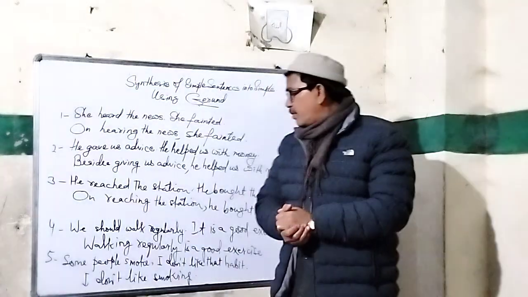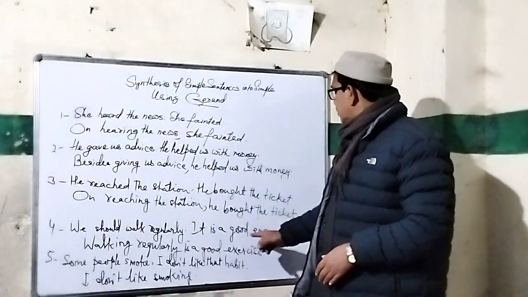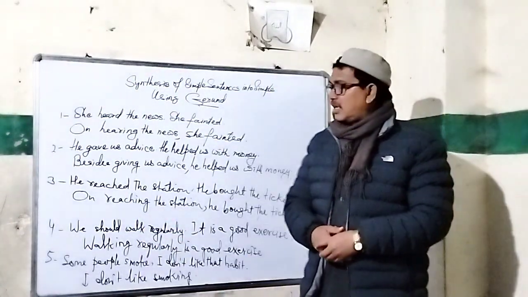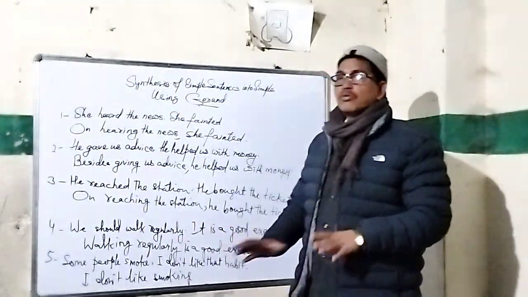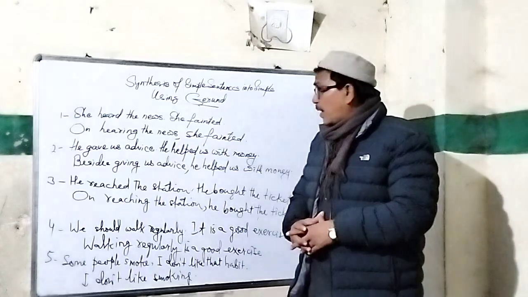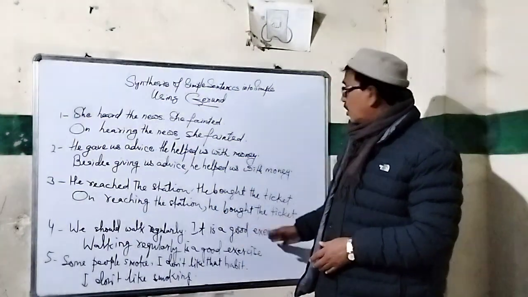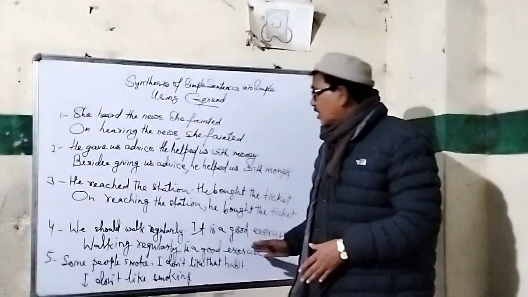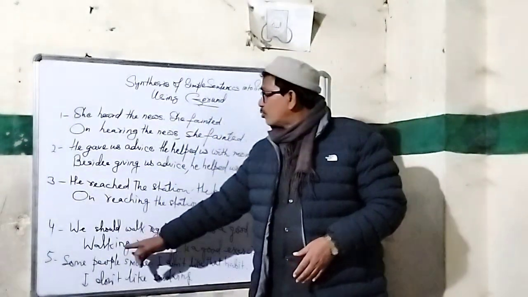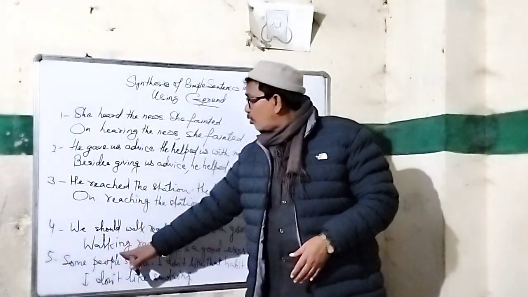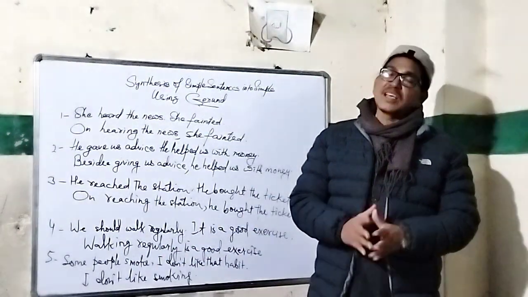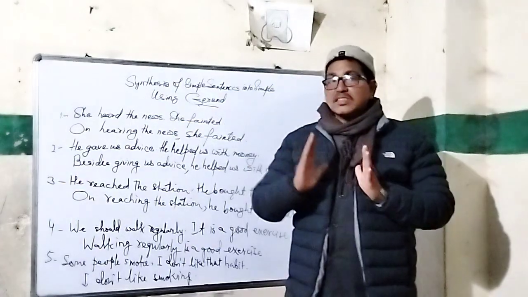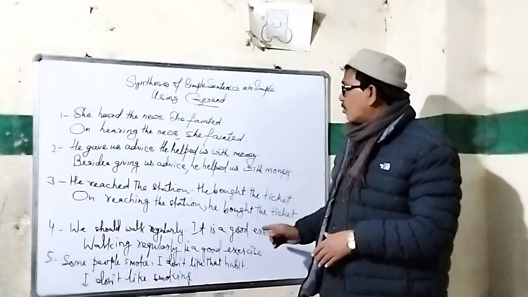Number 4, we should walk regularly. It is a good exercise. यहाँ ध्यान दें, बहुत ही क्लियर कट gerund यहाँ बनने वाला है. We should walk regularly, हमें नियमित पैदल चलना चाहिए. It is a good exercise, यह एक अच्छा व्यायाम है. Walking regularly is a good exercise. यहाँ walking regularly खुद एक सब्जेक्ट बन गया जो एक नाउन के तौर पे इस्तेमाल हो रहा है. That's why this is called gerund. Walking regularly is a good exercise.